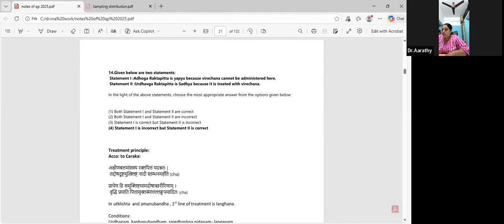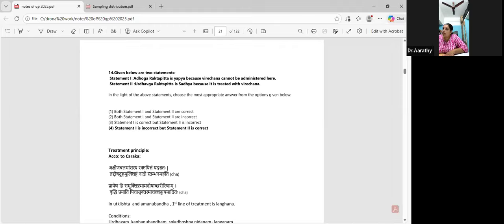So here the statement says it is Yapya because Virechana cannot be administered here. When you think logically, you might feel that yes, Virechana cannot be administered there. So that might be the reason it is Yapya, because we know Adhoga Raktapitta is Yapya. In that moment in the exam hall, you might think yes, this is fine, the reason is logically correct. But then Acharya has crystal clearly given the reason as Vamana Sadhyatvat, Alpa Aushadhatvat. So only those reasons come into action. That is why statement 1 went incorrect.